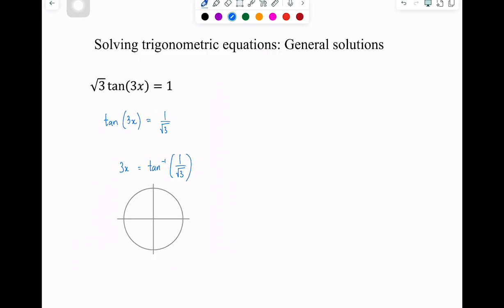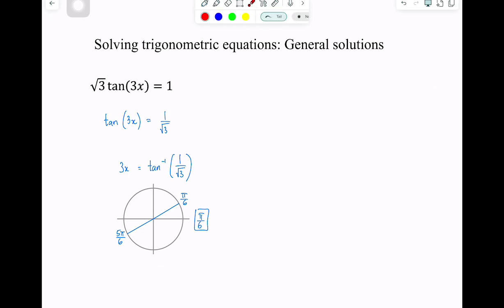And what we will have is we are looking at a gradient of 1 over root 3. So a gradient of 1 over root 3 is not perfectly diagonal. It's slightly less than that. And this is when the gradient is positive. The angle that's associated with this value here is pi on 6. So our two solutions that we have here are pi on 6 and 5 pi on 6.